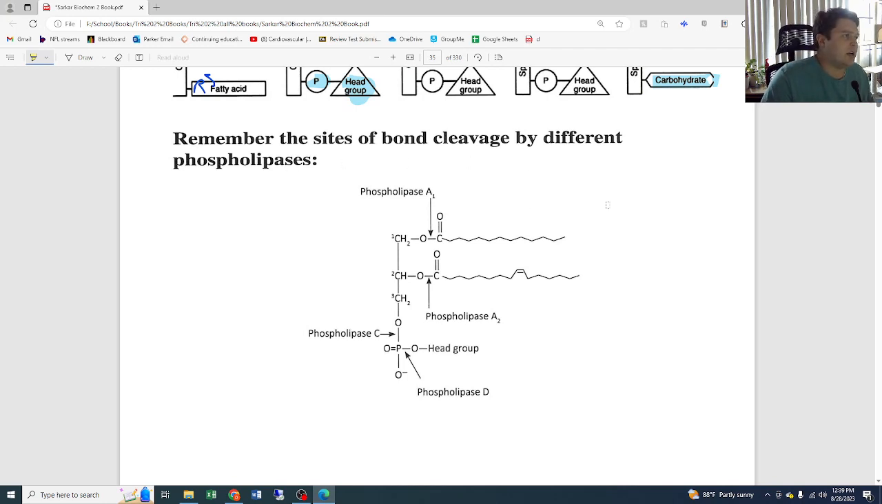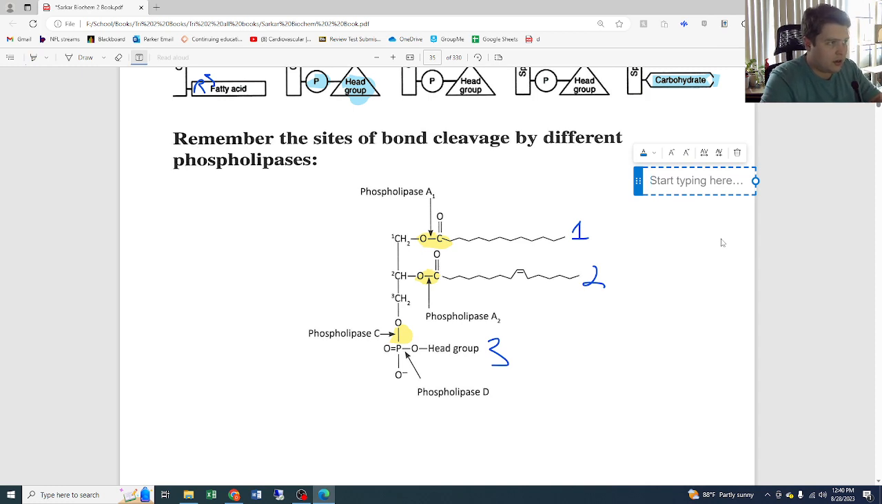So remember the sites of bond cleavage by different phospholipases. So this is going to be our first position, our primary, our secondary, and our tertiary bonding sites. Phospholipase A1 is our primary or our first. Phospholipase A2 does the second one, and then our phospholipase C is going to break off that phosphate group there at the bottom, and our phospholipase D will act on removing the head group. Okay, take a minute to remember those. Write those down off to the side.